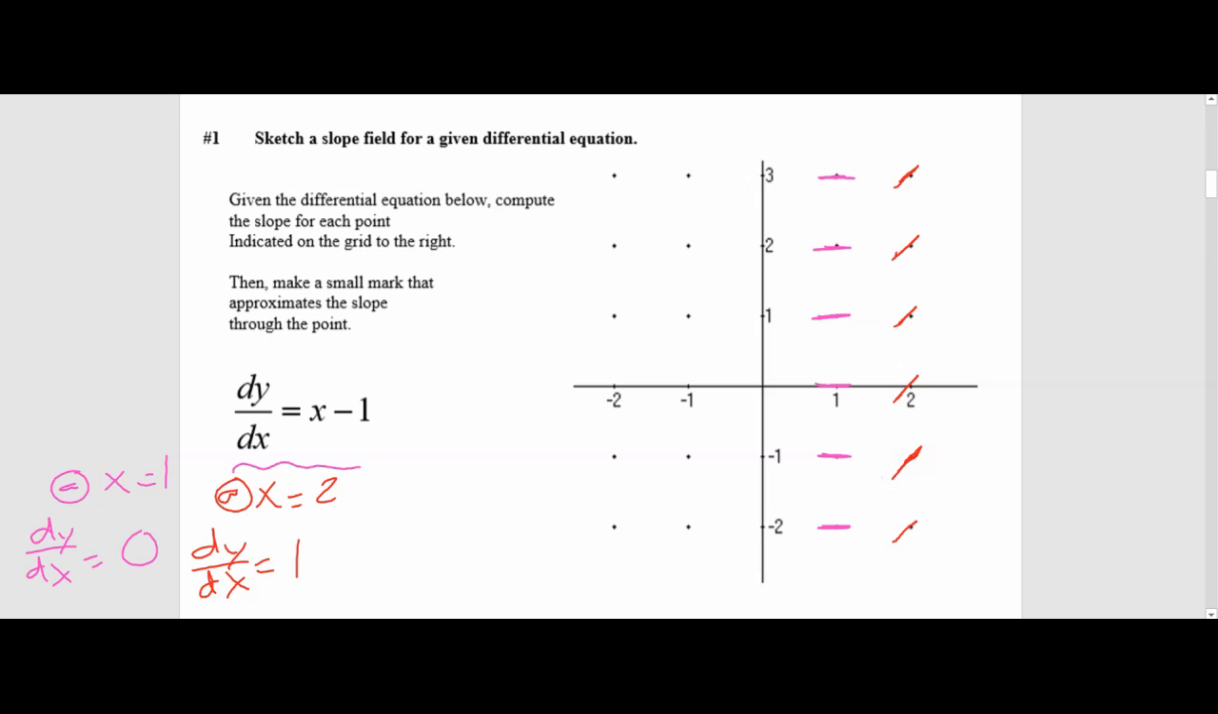What the AP readers are going to look for is that all of these slopes in red are the same, and that if you have a slope that's greater than 1 somewhere else in your graph, well, it's going to look steeper than those red segments.